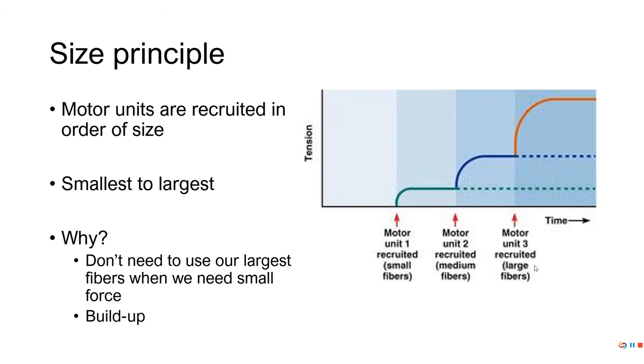And so if I was grabbing an egg with my strongest motor units or my biggest motor units, I'm going to break that egg. That's not going to be great. So this allows us to have fine motor control.